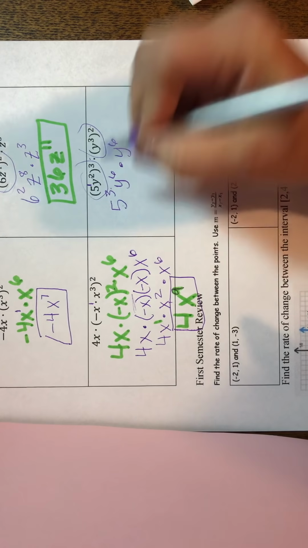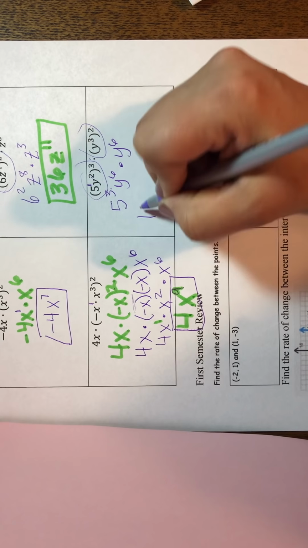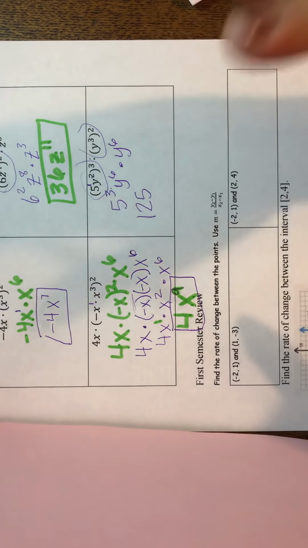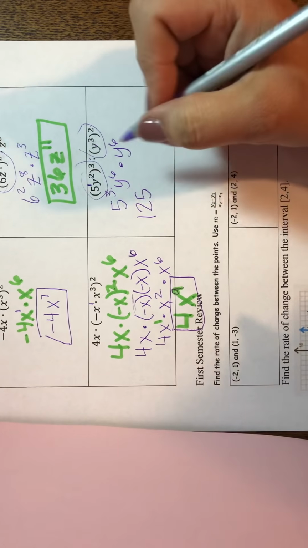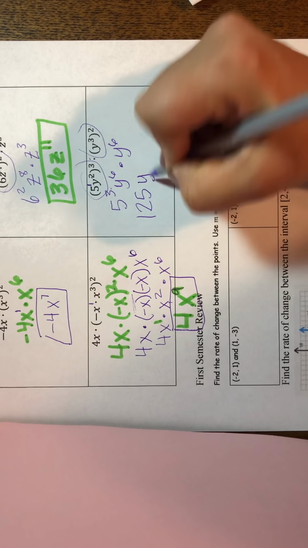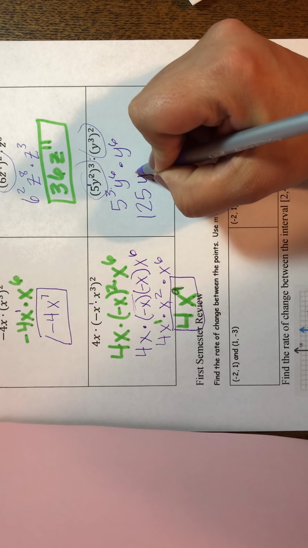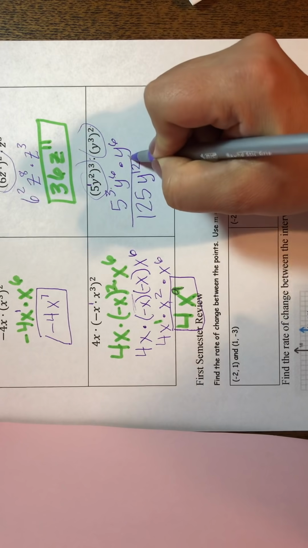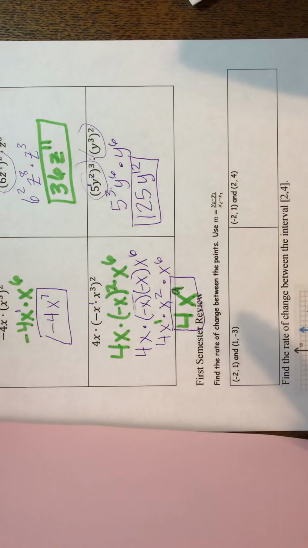5 cubed, you put that in the calculator. It's going to be 125. It's 5 times 5 times 5. And you have y. You're going to add these two exponents. That's going to be 6 plus 6, which is 12. So your answer is going to be 125y to the 12th power.